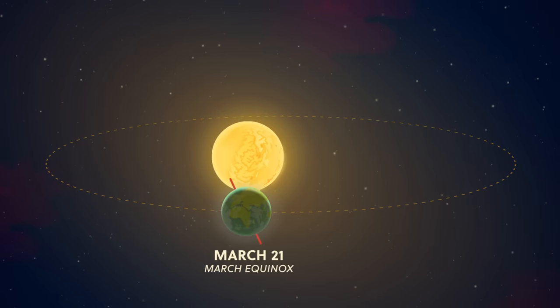Near March 21st or the March equinox, the Earth's axis isn't tilted toward or away from the sun. And the circle of illumination, that line between day and night we can see from space, passes through both poles, bringing all locations on Earth equal hours of day and night. Spring has arrived in the northern hemisphere, and this is the first official day of fall in the southern hemisphere.